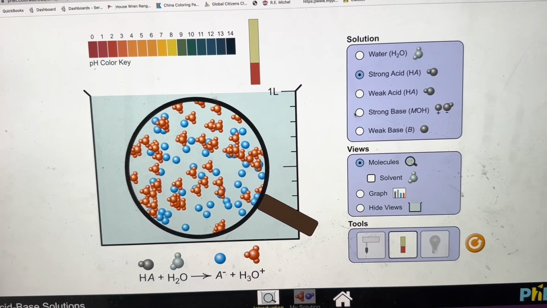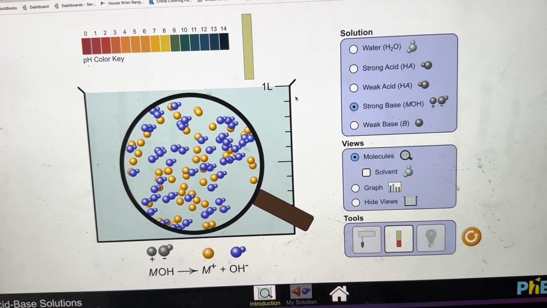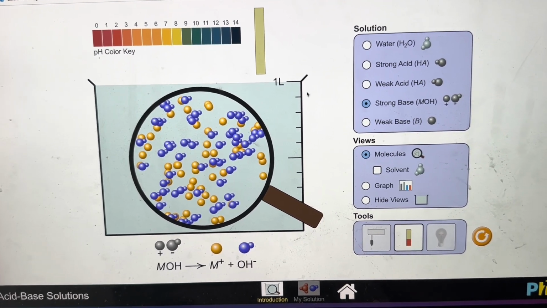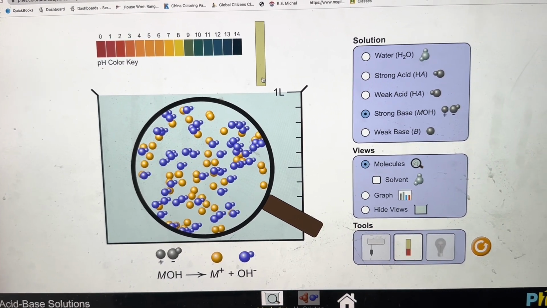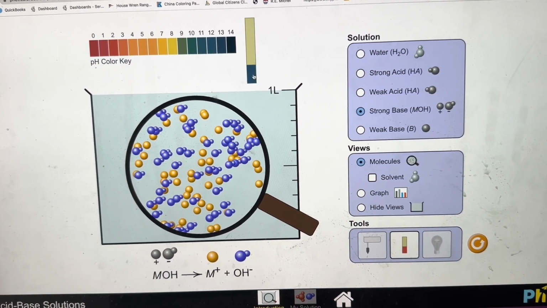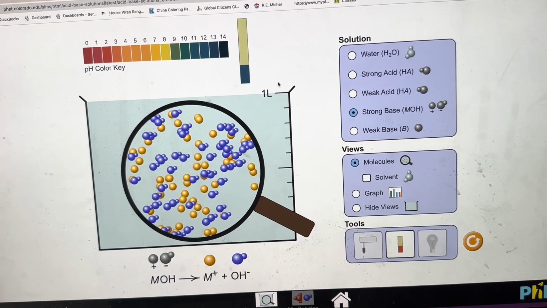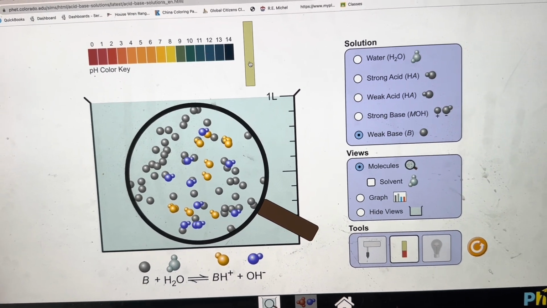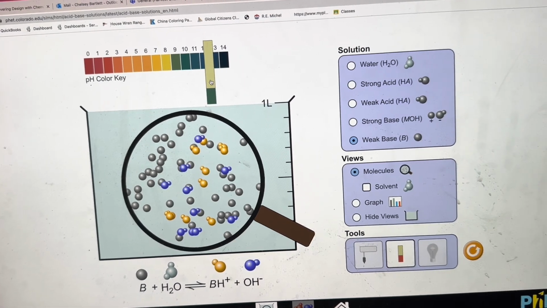And we see the same pattern if we play around with this for bases. Here's our base. This is a strong base, so most of the base has broken apart into its ions. It's accepted its hydrogen. And we do it in here, and it's got a very high pH, right? It's like 12 or 13. Our weak base, we would predict, has a more middle-of-the-road pH. Yep, it's got like a 9 or a 10.